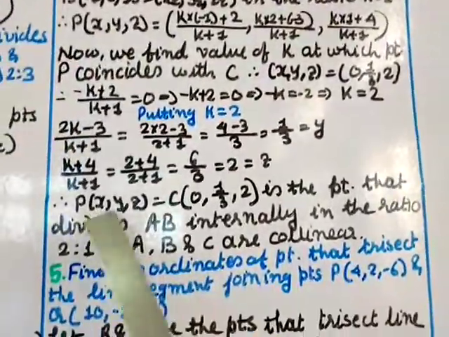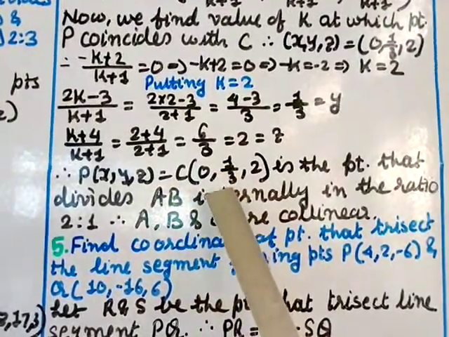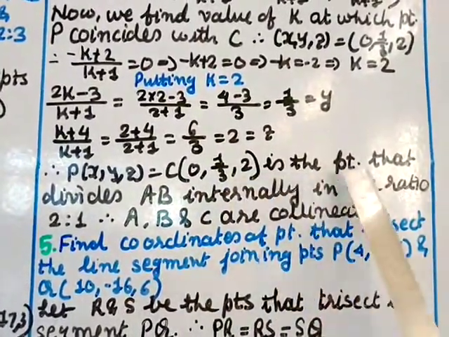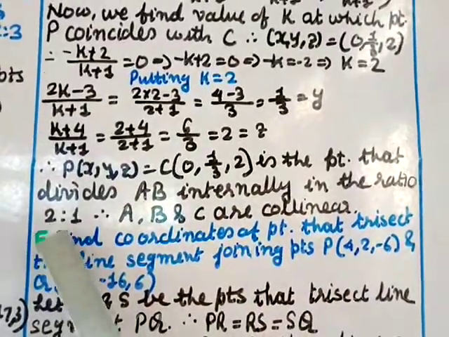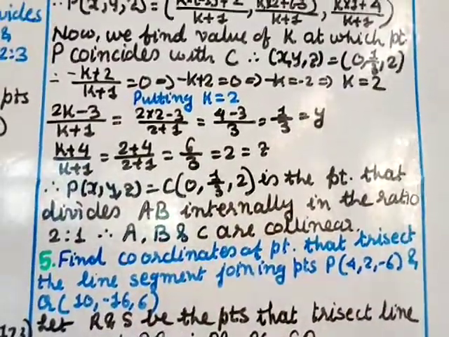Therefore P(x, y, z) equals C (0, 1/3, 2), which is the point that divides AB internally in the ratio 2:1. Therefore A, B, C are collinear.